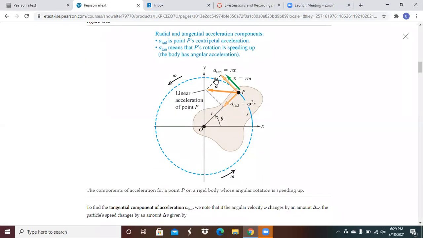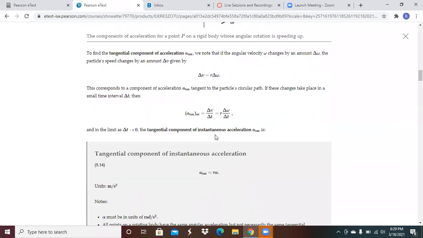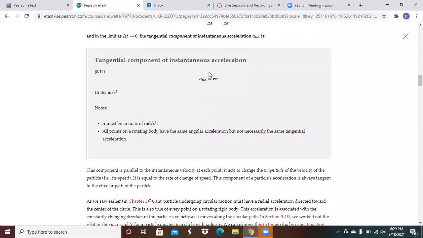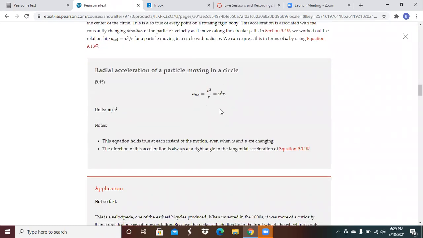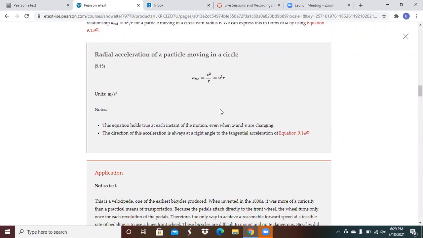Again, here we see the relationships with acceleration. Primarily, it's this formula as well as this one that I want you to remember.